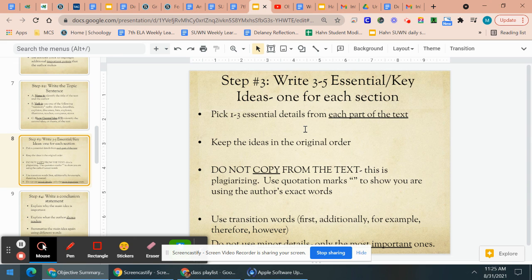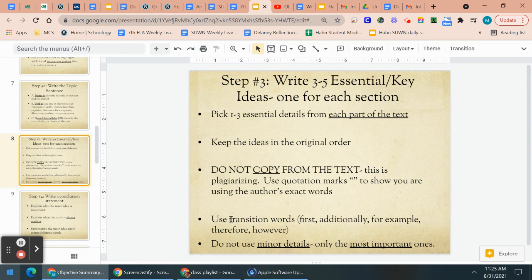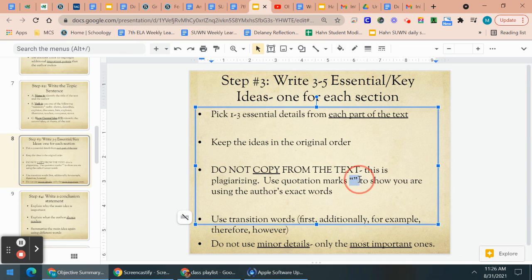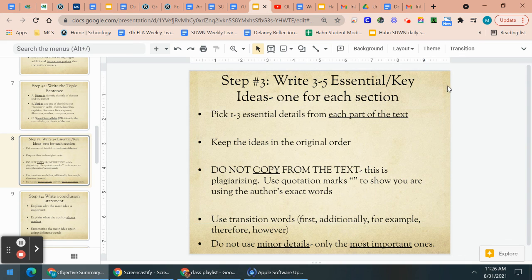Keep those ideas in the original order, and you do not want to copy from the text. This is plagiarizing. If you write something down word for word, that's plagiarizing. So you want to make sure that you either use quotation marks, those are those little marks there on the screen to show you're using the author's exact words, or you might want to paraphrase it.